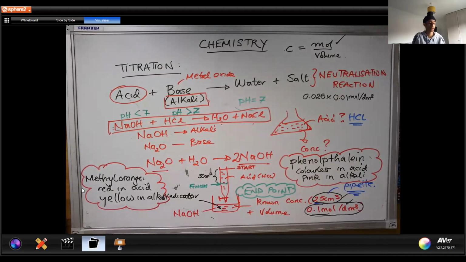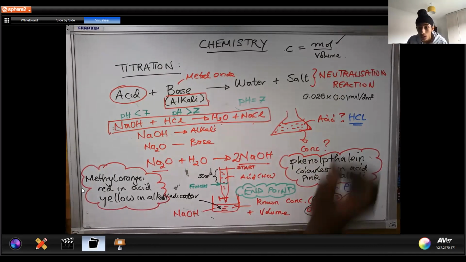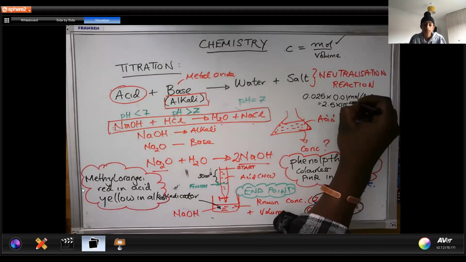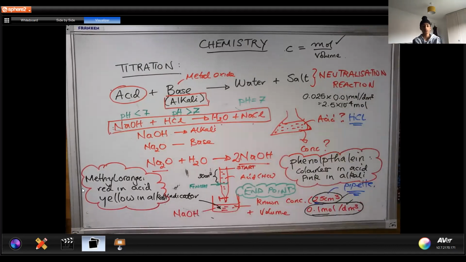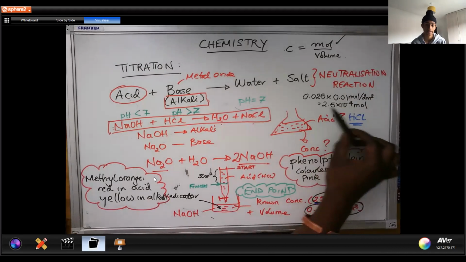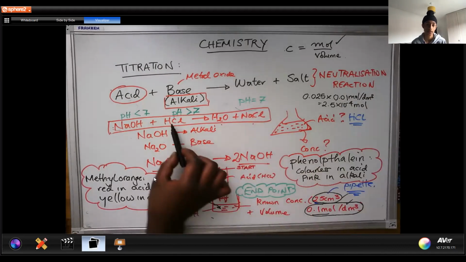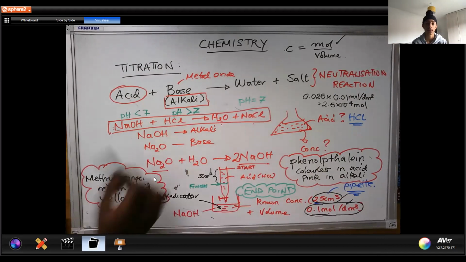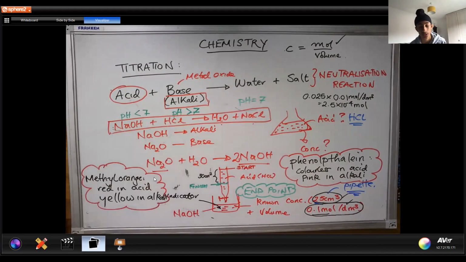2.5 times 10 to the minus 4. Okay, so I get 2.5 times 10 to the minus 4 moles. So I know that when I'd finished and I'd used 30 centimeter cubed, yes? Yeah. 2.5 times 10 to the minus 4 moles has to also react with 2.5 times 10 to the minus 4 moles of hydrogen chloride, hydrochloric acid. Well done. It has to, because the ratio is 1 to 1.